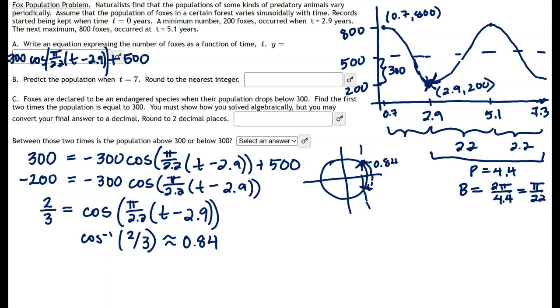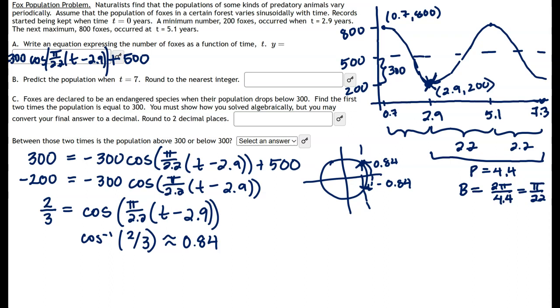So to get the bottom one, we could use Maya's favorite. We could just say it's negative 0.84, or it's absolutely fine always to do 2 pi minus 0.84. Sometimes for a word problem, that actually will save you a step because it'll get you the positive solution, but we'll see where we end up.